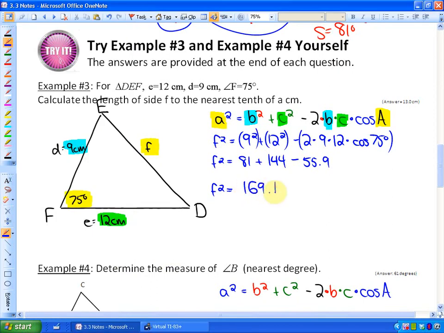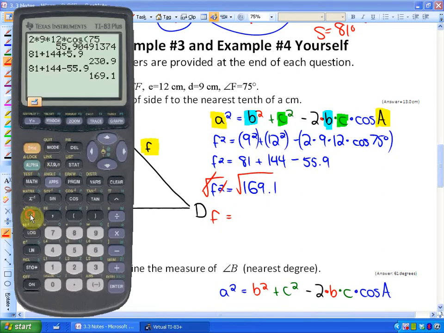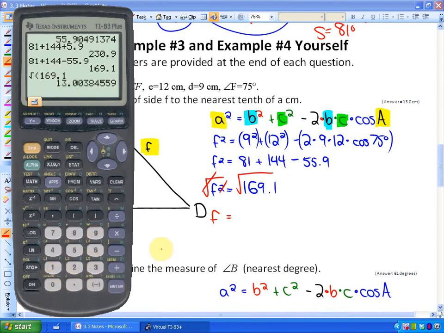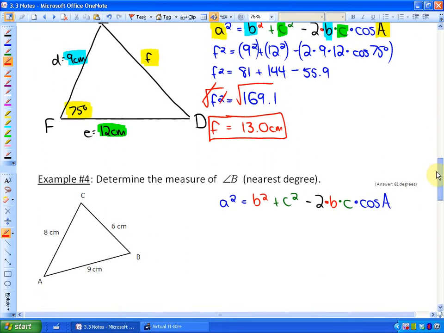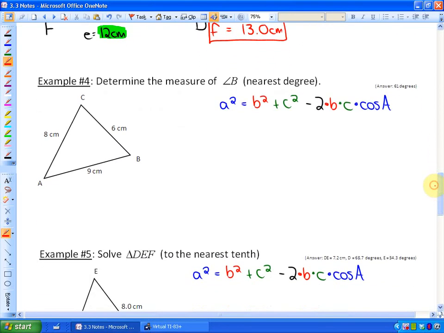Again, it's not realistic that this side would be 169.1 centimeters when the other two are 9 and 12, because our last step, in case you forgot, is to take the square root, because the opposite of squaring is the square root. If I take the square root of 169.1, I'll have approximately 13.0 centimeters, and that's my solution. All right, next example is determining the measure of angle B to the nearest degree.